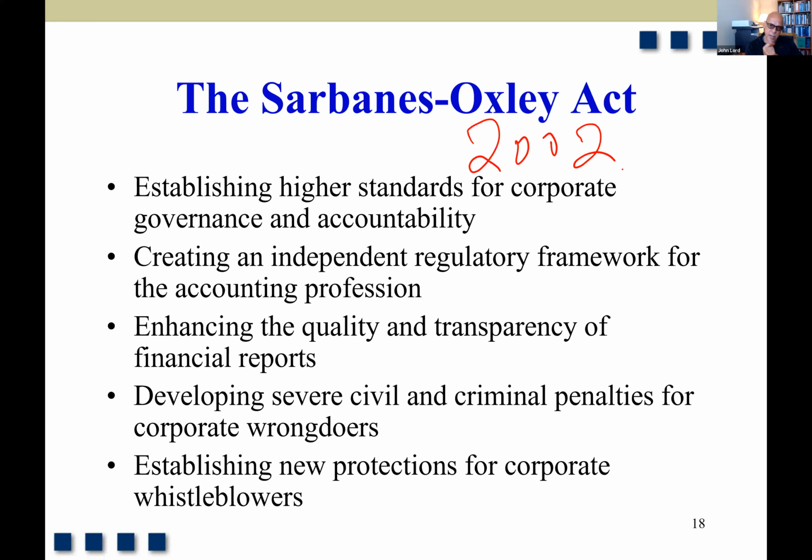Sarbanes was a Democrat in the Senate. Oxley was a Republican in the House, and they worked together to get this passed in 2002. And so because it was coming off of scandal, what they wanted to do was go ahead and establish higher standards for corporate governance and accountability.